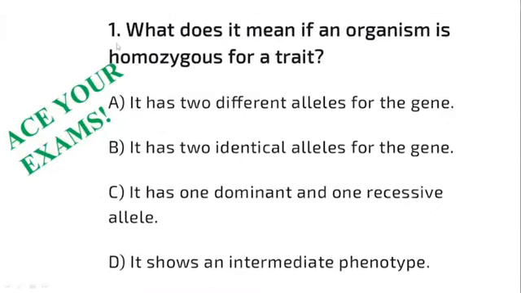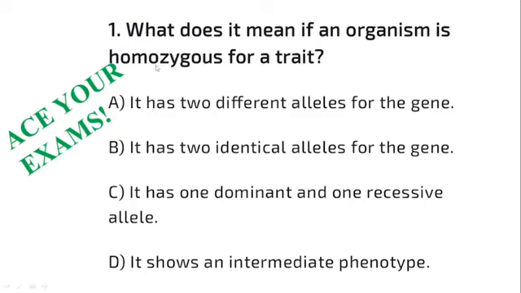All right, so here is our question 1. The question reads, what does it mean if an organism is homozygous for a trait? A, it has two different alleles for the gene. B, it has two identical alleles for the gene. C, it has one dominant and one recessive allele. D, it shows an intermediate phenotype.